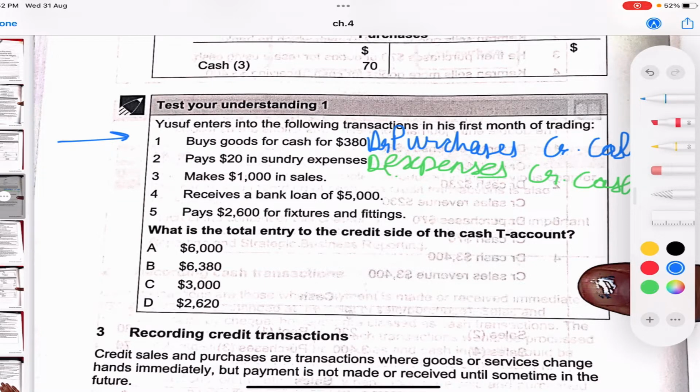Makes 1000 in sales. Debit your cash account and credit your sales revenue account. Receives a bank loan of $5,000. Debit your cash account and credit your liabilities account or bank loan account.